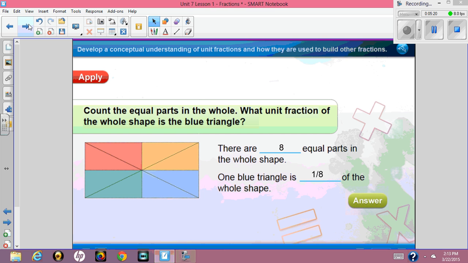Now these triangles are designed in a way that they look like a rectangle, but we're going to be counting the triangles. So there are 8 triangles. There are 8 equal parts of the whole shape. So we know if we count each of these, we've got 8. One blue triangle, not both of these, but one blue triangle is 1/8 of the whole shape. For confirmation, we can see that it is 8 and it is 1/8 of the whole shape.